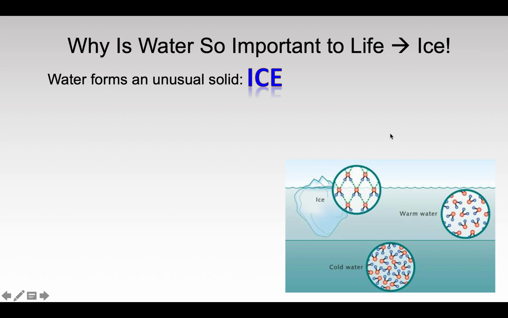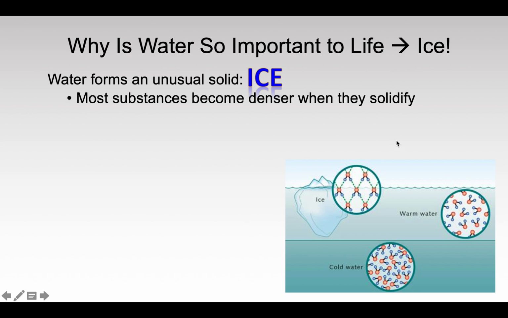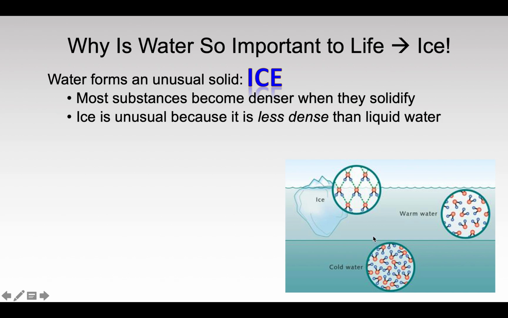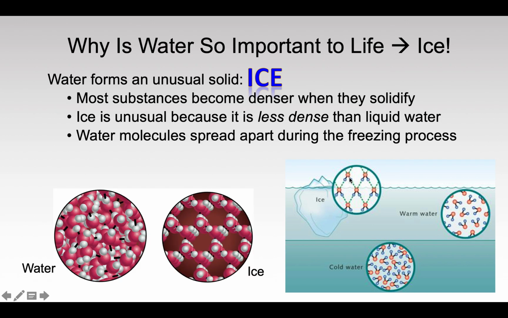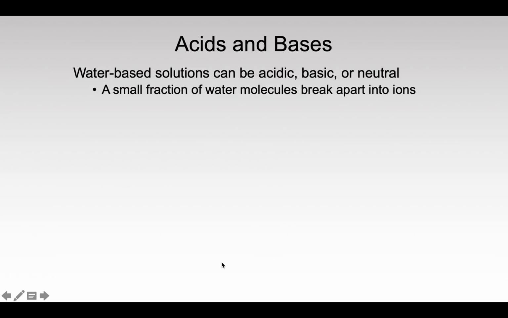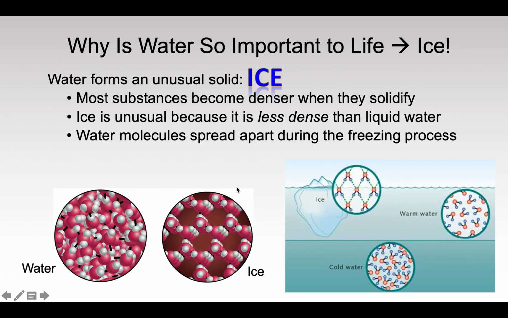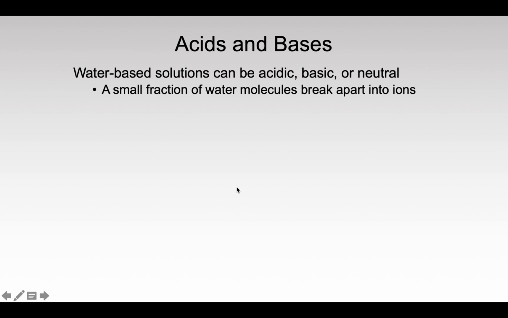Remember that ice is very, very important. It's an unusual solid. Most substances become denser when they solidify. Water is different. When water forms ice, it forms this very nice lattice where the water molecules are separated from each other in this very crystalline structure, making it less dense. There's more air in there, right? So water is very compact, ice is kind of spread out, making it less dense, meaning fish can live in there and they don't die in the winters.